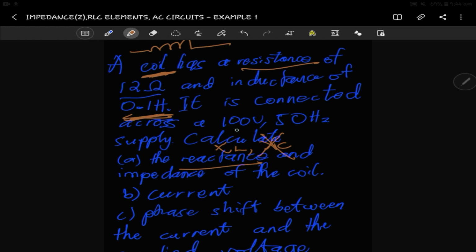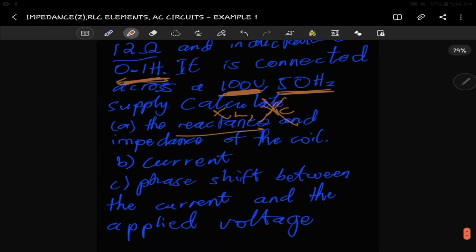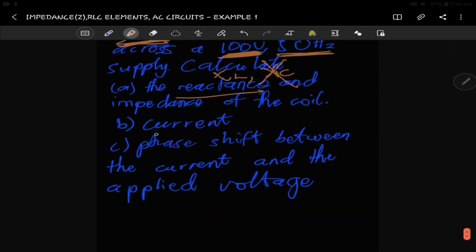It's connected across a voltage source. It has 100 volts, which would be kind of like the RMS, and then it has a frequency of 50 hertz. Okay, so let's see.